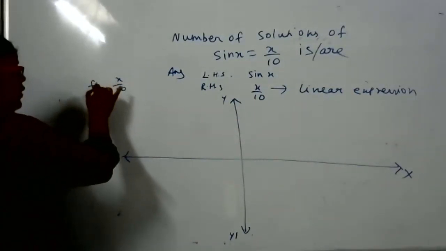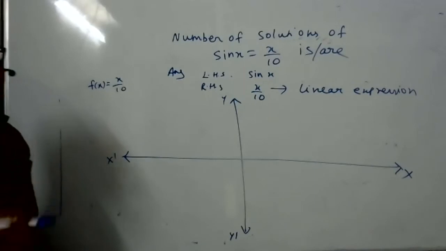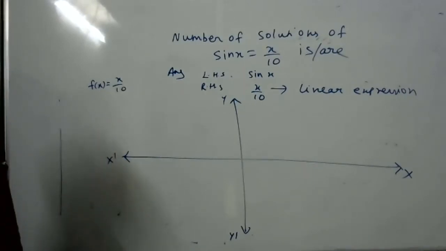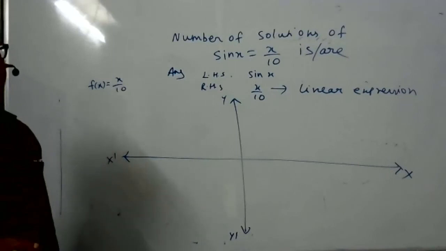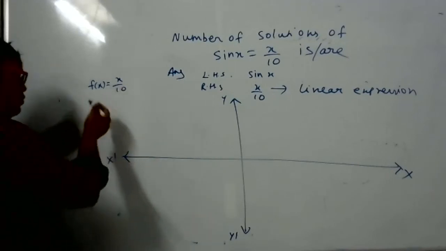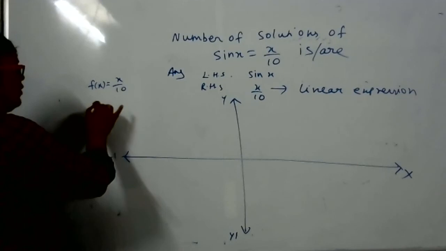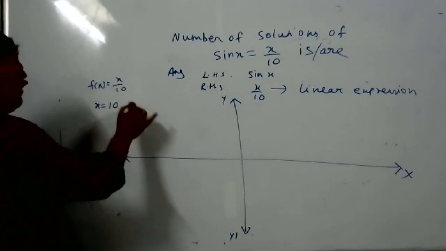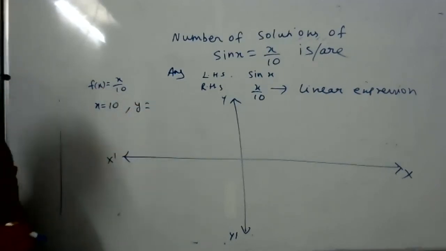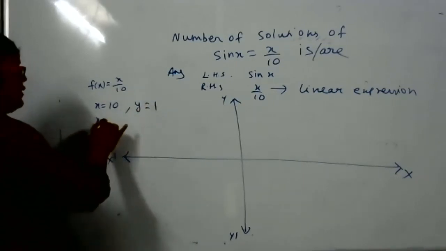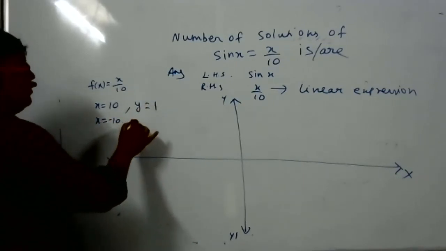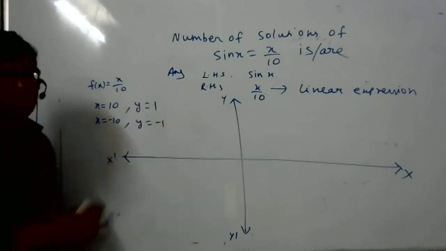f of x is equal to x by 10. To plot a straight line, how many points do you need at minimum? 2 only you need. X is equal to 10, y is how much? 1. X is minus 10, y is what? Minus 1. Actually, I didn't write the complete question.